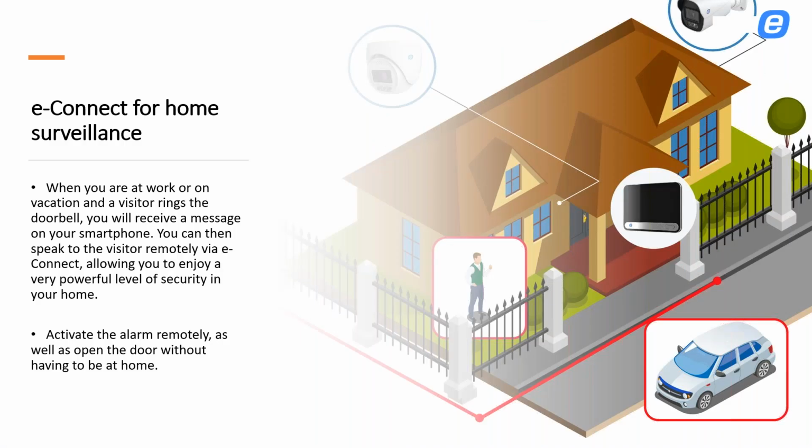So, eConnect for home surveillance. For home surveillance, you're basically going to need the basics, which is a camera, a monitor, and an intercom system, so you know what is going on at your home while you are away remotely, at your office or in another country or anywhere. When you are at work or on vacation, the visitor rings the doorbell and you will receive a message on your smartphone, and you can speak to the visitor remotely via the application, allowing you to enjoy a very powerful and secure level of security in your home.